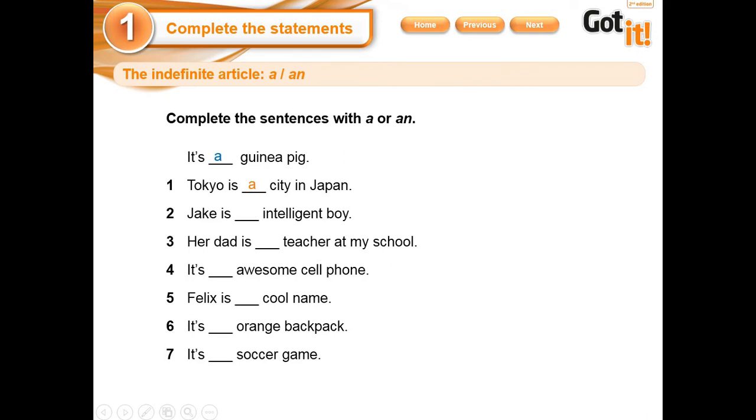So it's time to practice. Tokyo is a city in Japan. Jake is, I need your participation. Jake is an intelligent boy. Her dad is, yeah, correct, a teacher at my school. It's, yes, it's an awesome cell phone. Felix is a cool name. It's an orange backpack. It's, what's your idea? Yes, a soccer game. Very nice.